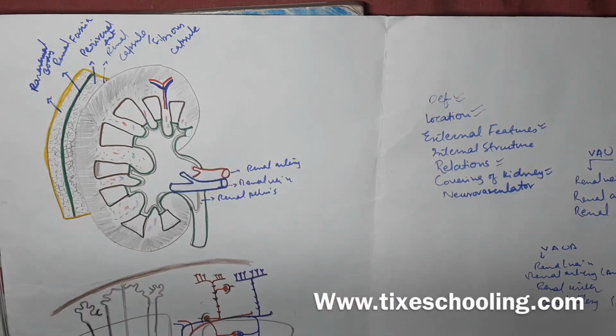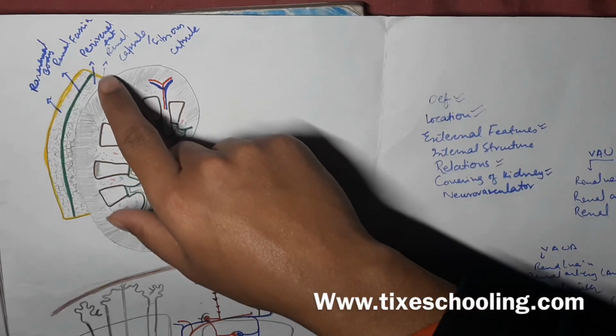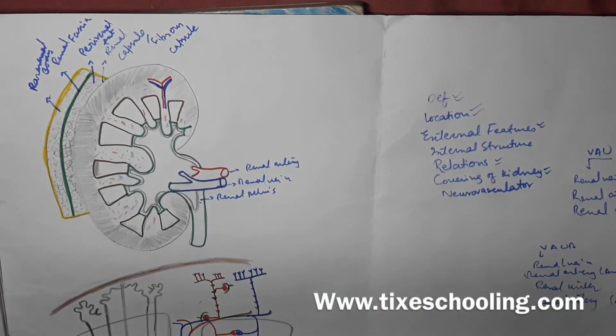First, fibrous capsule. What is the fibrous capsule? This is the thin membrane which invests the body of the kidney, and it lines the renal sinus, the space of the kidney. Okay, most interiorly.